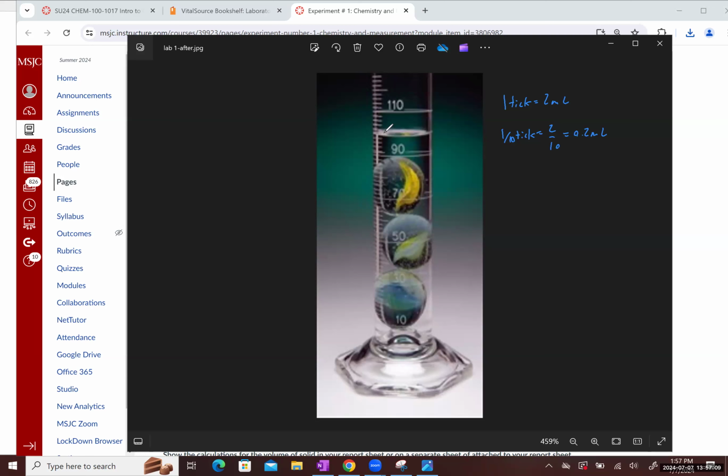Okay, so we added the solid, the water level went up, proportional to the volume of said solid. Okay, so we're between 90 and 110. 1, 2, 3, 4, 5. So we're between the 98 and 100 mark. So I'm going to report this as 98.6 milliliters. Again, 2 certain digits, 1 estimated digit, and the estimated digit is even. Okay, so let's transfer that over.